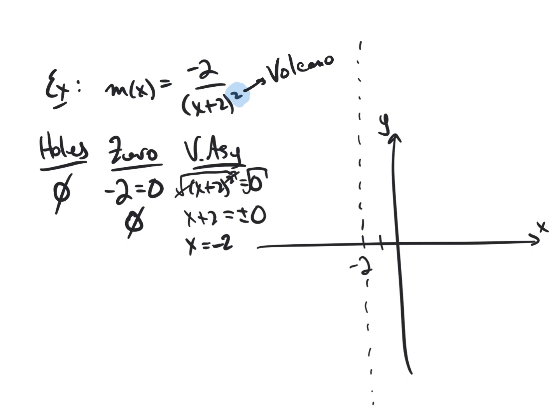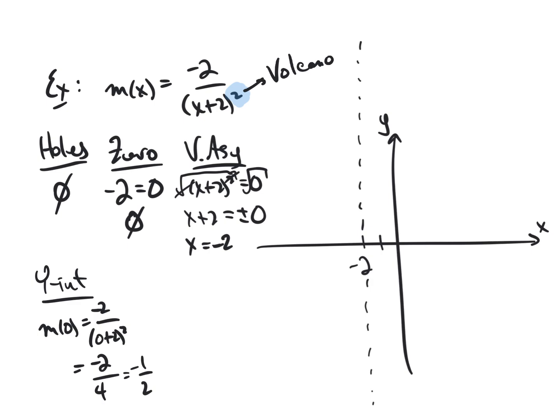Number 4, the y-intercept will occur wherever the function's evaluated at 0. So here we have to evaluate m of 0, so that's going to be negative 2 over 0 plus 2 squared. 0 plus 2 is 2, 2 squared is 4, and negative 2 over 4 reduced is negative 1/2. So if this tick mark is negative 1, negative 1/2 is going to be located right about there.